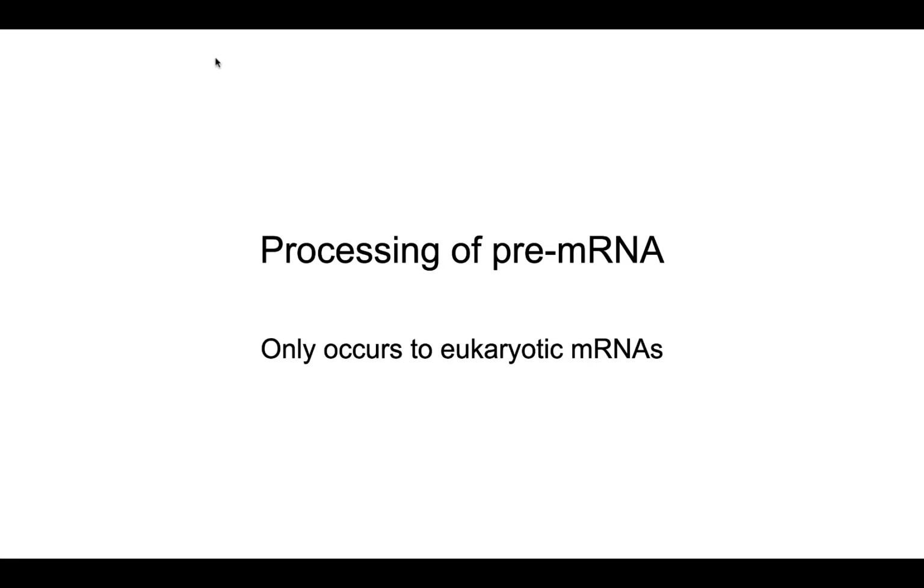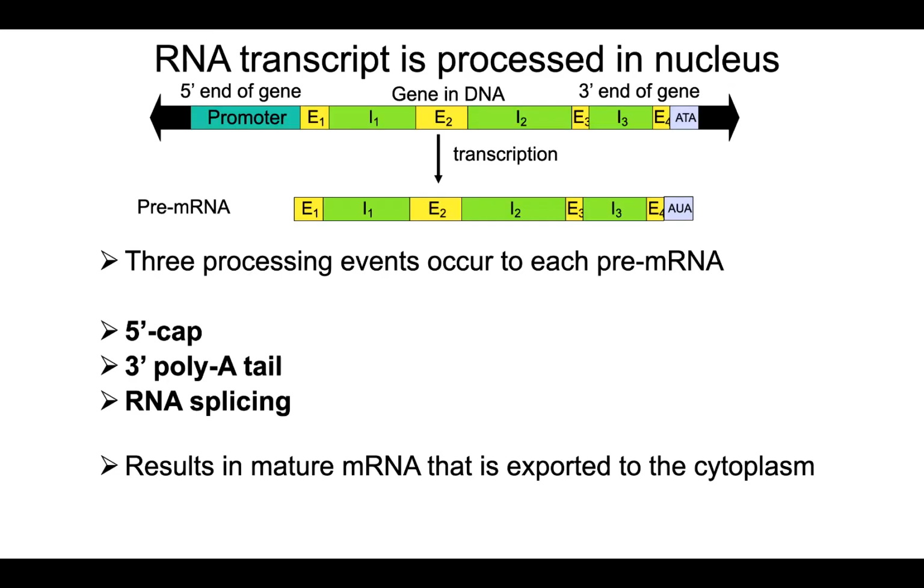In this video, we're going to now talk about the processing of pre-messenger RNA. So we looked at transcription, we looked at the production of messenger RNA by the use of RNA polymerase, but remember that messenger RNA is not mature yet. It still needs to be modified in 3 different ways.